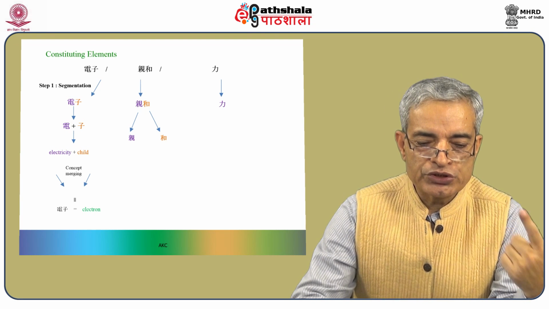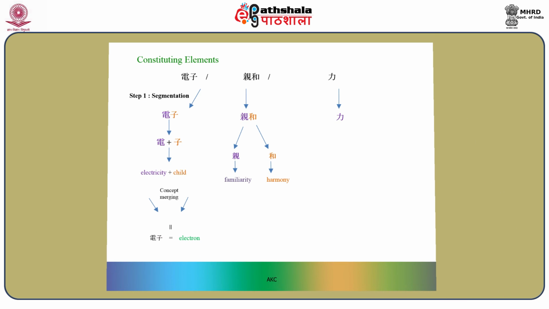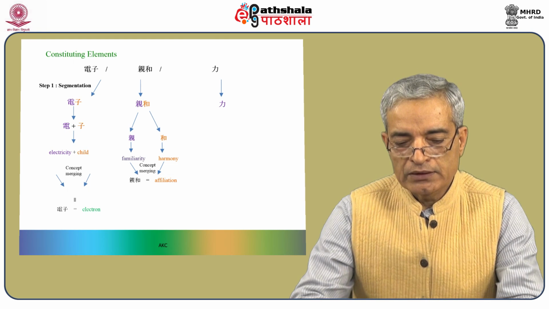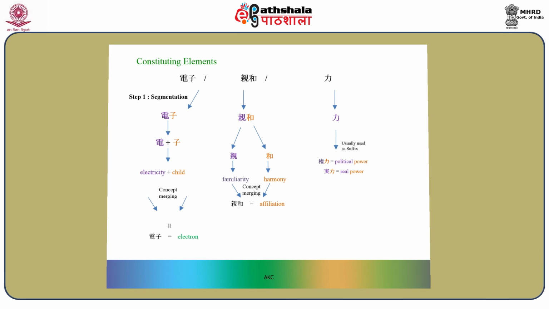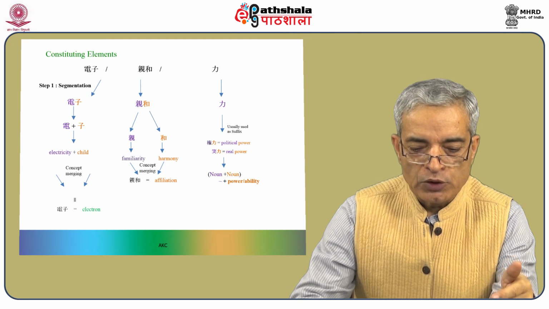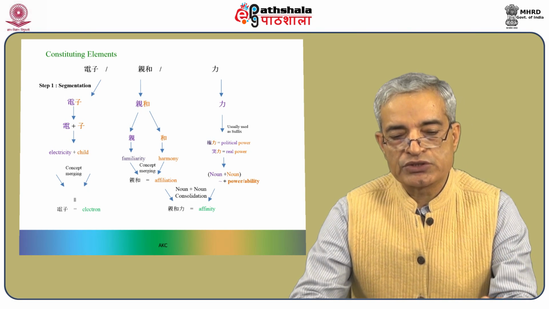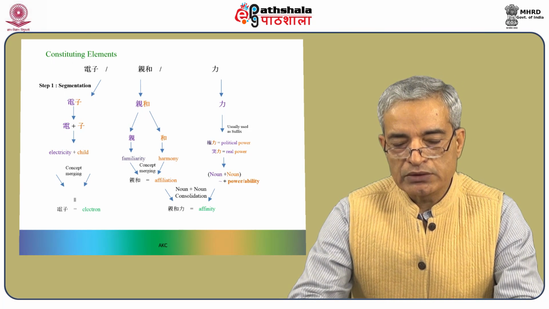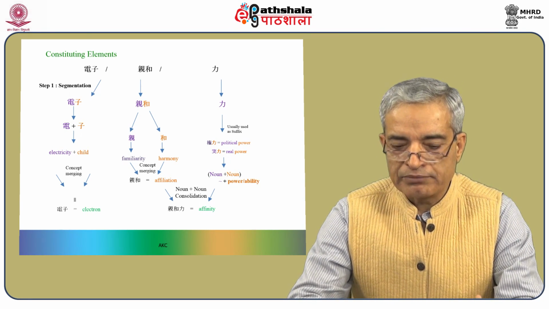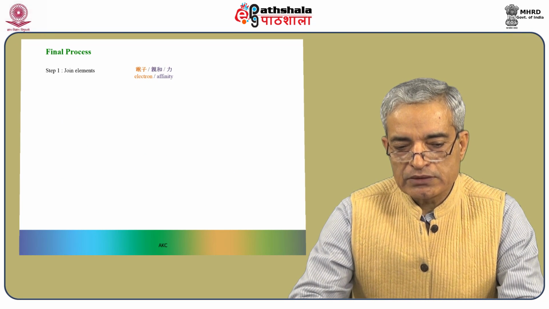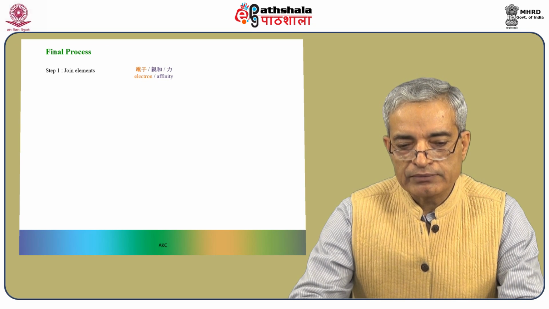In the case of Shinwa, it is Shin, that is close, and Wa, that is harmony. So familiarity and harmony, the two merge and give affiliation. Chikara is Kenryoku, that is political power, Jitsuryoku, that is actual power. So Chikara is power, but this power or strength remains true for Chikara. Noun plus noun is power plus its ability, and when we mix the two, that is Shinwa and Ryoku, it comes as affiliation plus ability or affiliation plus power, making it affinity. The process is joining the elements, that is electron affinity.